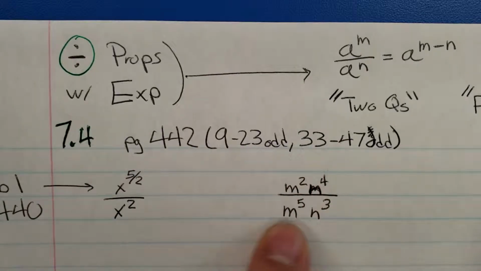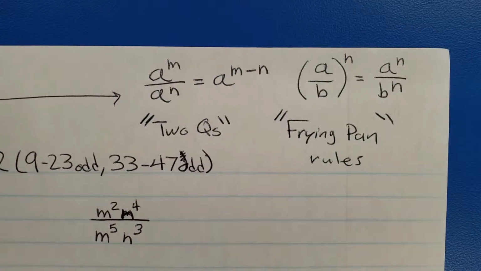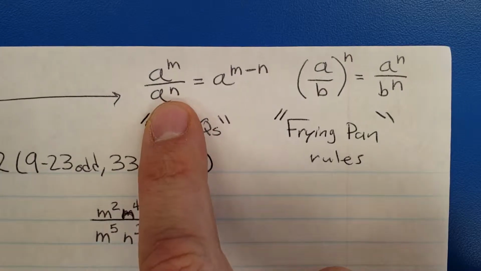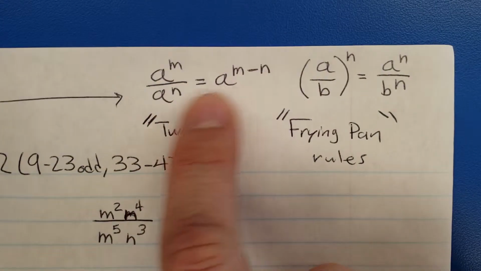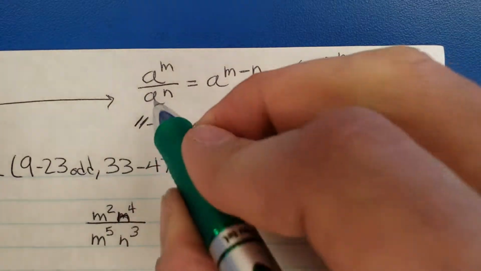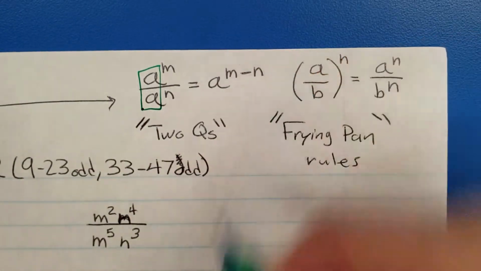Your assignment is right here. And here are the two rules, okay? You're going to be doing some division of powers. So as you can see here, when you divide powers of the same base, you actually just do subtraction.